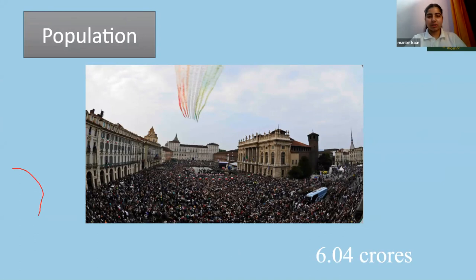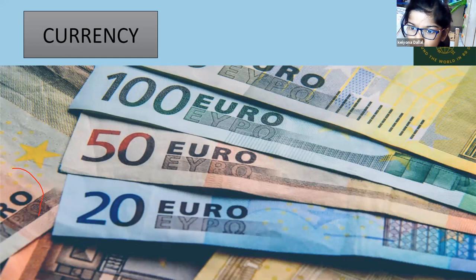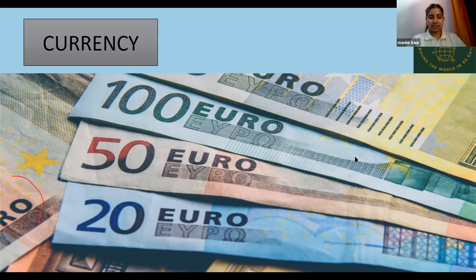So the population of the country is 6.04 crores. Currency, as you all know, all the European countries have euro as their currency. Why is the euro currency in every country? Because all the European countries have euro as their currency. As we have talked about Austria, France, there are five to six countries in euro now. Yes, exactly.